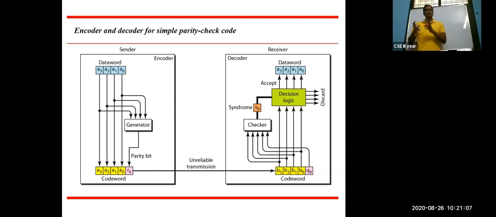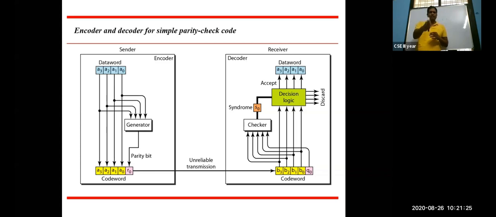The receiver puts the received data to a checker. Since the sending side has a generator, here it is a checker. The checker will do something on it and generate a syndrome.